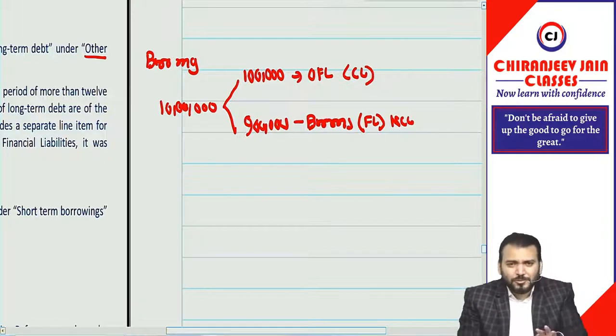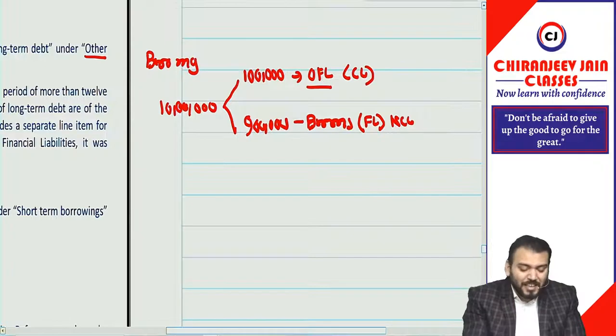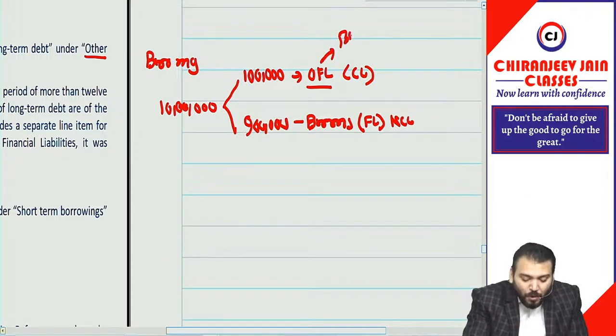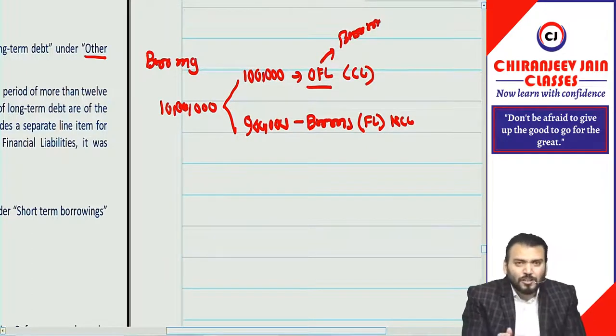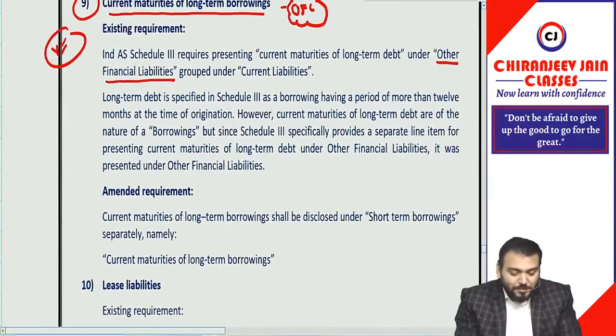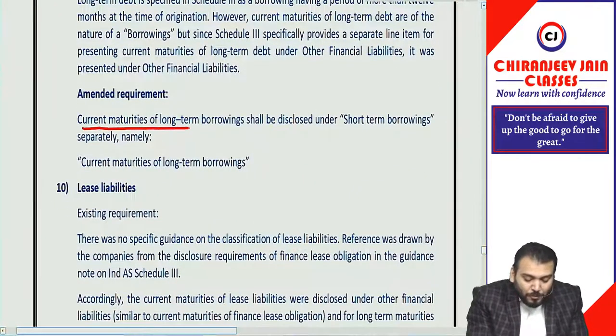Then I used to say, I also don't know why they have said other financial liability; I have said in the class that I don't understand why it is under financial liability. But now they have amended it, now it will not be disclosed under other financial liability. It will be shown under borrowing only, but short-term borrowing. Short-term borrowing is under current liability. Whatever borrowing you mentioned, that becomes short-term borrowing. Correct. So this is one amendment which is very important from the examination point of view. So now current maturities of long-term borrowing shall be disclosed under short-term borrowing.